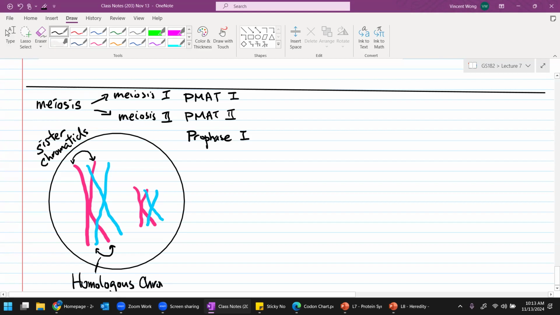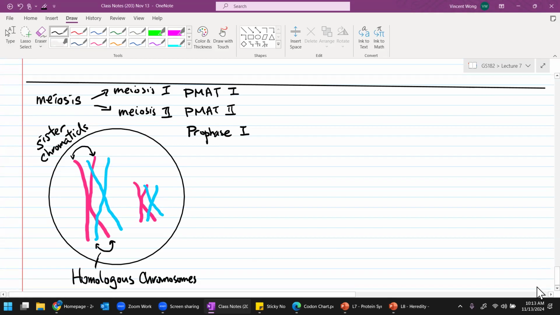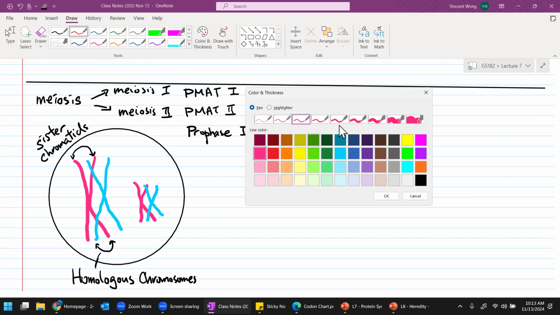Homologous chromosomes. Homologous chromosomes are chromosomes that are the same length, same size, and contain the same type of genetic information. Okay. So what that means is this. You don't necessarily have to copy this part down.